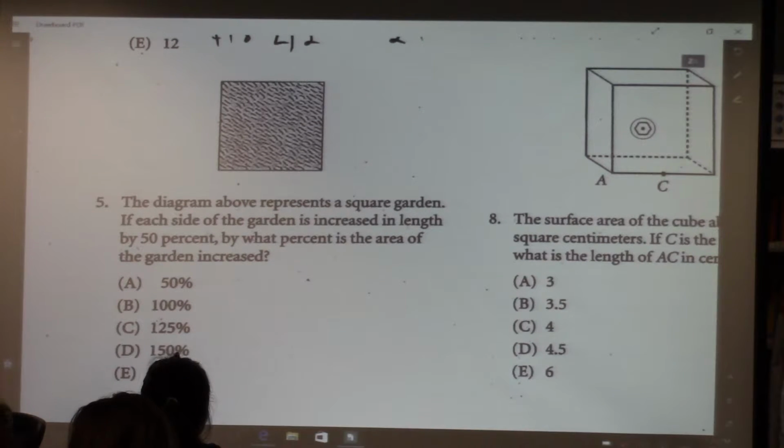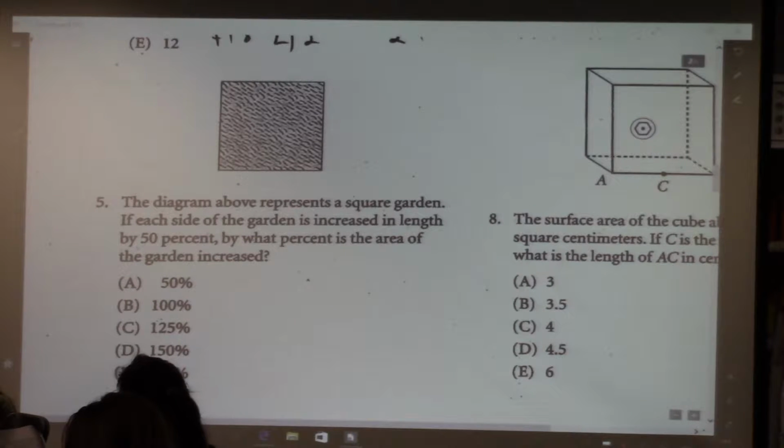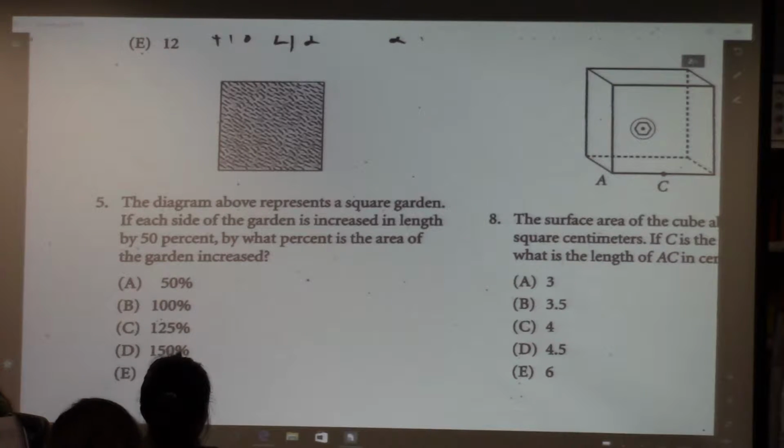Make up numbers, that's it. It's over and over again, guys. But it's important to see these strategies happen in multiple scenarios so that when they come up on the test, you know how to approach them. So, we've got a square garden, and each side is increased in length by 50%. So here's another trick, guys. Ultimately I want to know what is the percent that the area increases.